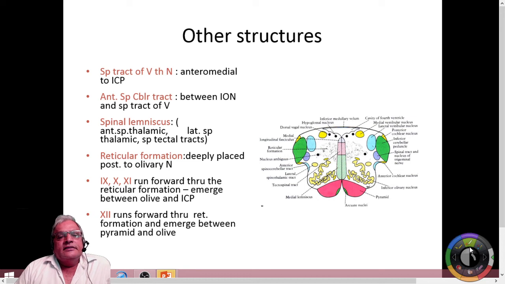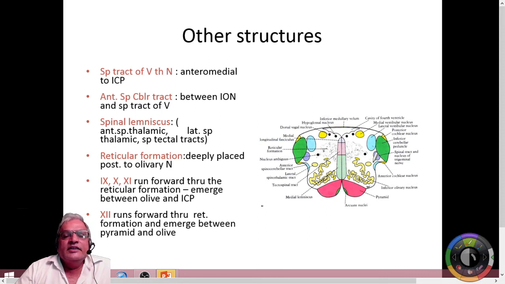Then the other structures seen at this level will be the spinal tract of the trigeminal nerve, which lies anteromedial to the inferior cerebellar peduncle. That's depicted in gray here. The anterior spinocerebellar tract, which is seen here. What happens to the posterior spinocerebellar tract? It's already gone in through the inferior cerebellar peduncle, so you don't see that here, right?